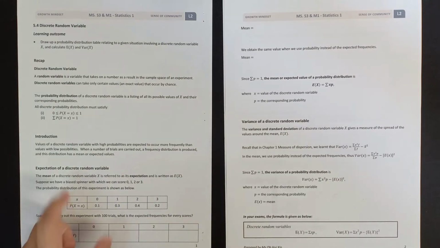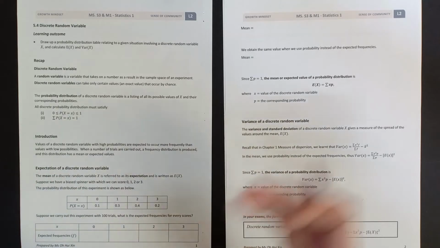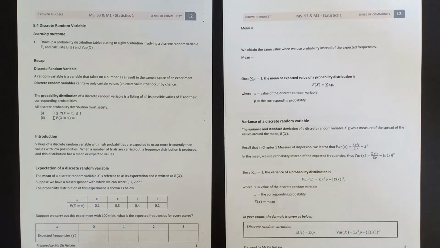Alright, the introduction part you can read yourself. Basically, when you have a bigger probability, the likelihood for the event to happen will become higher. When you carry out an experiment, you can produce a frequency distribution like what we have learned in the previous chapter, and this distribution also has a mean and a variance. Now we are going to learn how to find that.